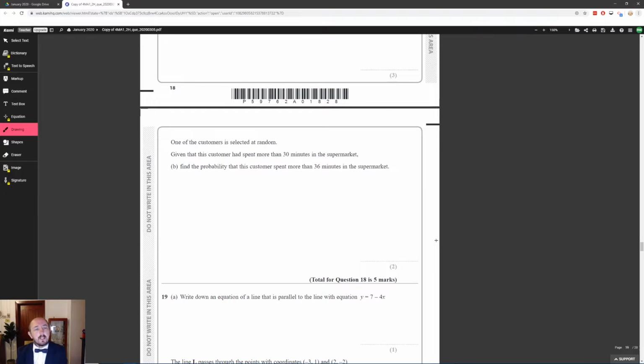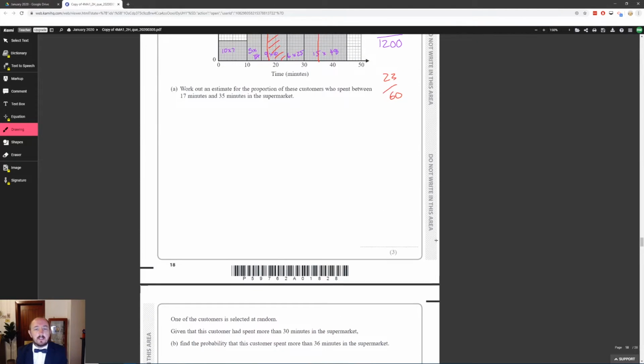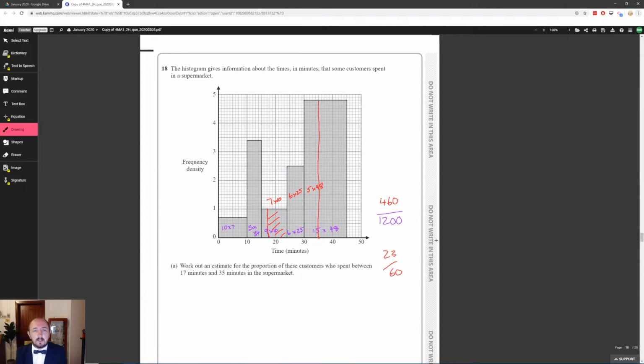For part B, one of the customers is selected at random. Given that they've spent more than 30 minutes in the supermarket, find the probability that they've spent 36 or more. So those that spent 30 or more minutes in the supermarket will be the 15 times 48 people, and to spend 36 or more minutes is going to be 9, so that's the distance between here and here, 9 times 48, so we can cancel these, and that will give us 3 over 5.